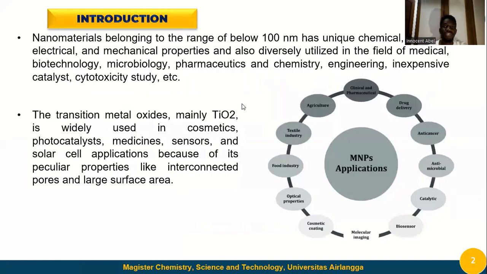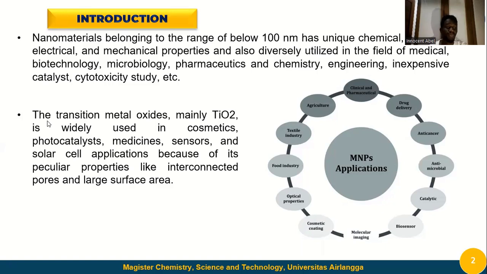Nanomaterials in the range below 100 nanometers have unique chemical, physical, electrical, and mechanical properties and are also diversely utilized in different fields, including medicine, agriculture, textiles, anti-cancer therapy, drug delivery, and many other fields. So currently, the synthesis of titanium dioxide has been of very wide application.